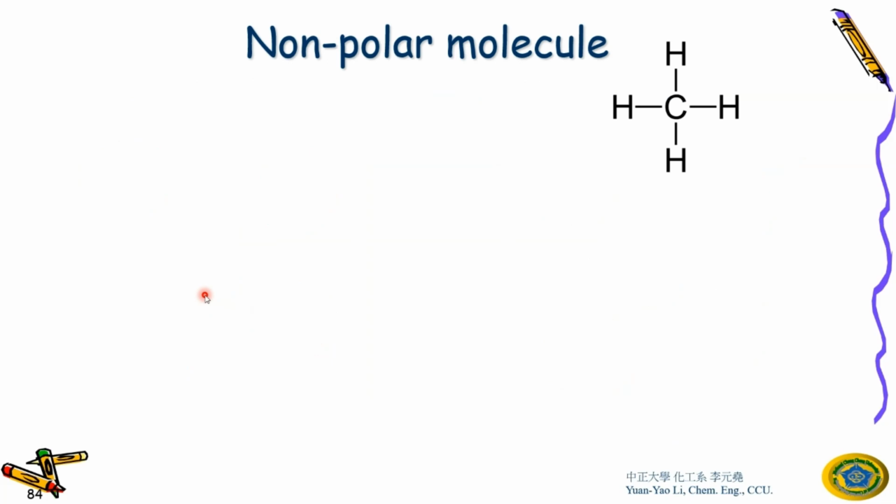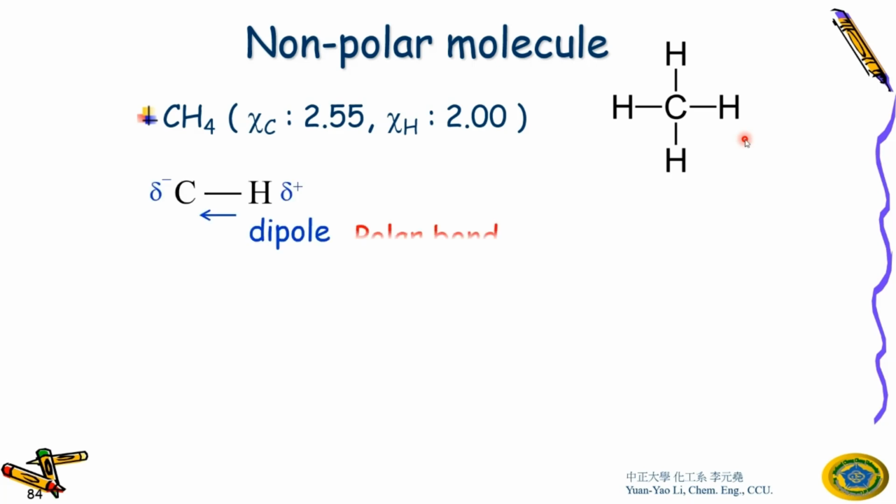Okay, so you have polar molecules, and of course you have non-polar molecules. Methane is a non-polar molecule, but it has polar bonds, because in carbon and hydrogen the electrons don't share equally but shift toward the carbon because of electronegativity, right? So this chi tells you that you have a dipole, you have delta, you have a dipole here.